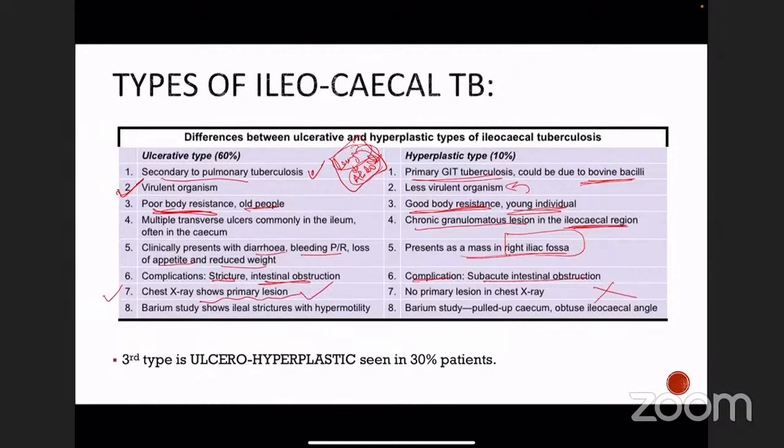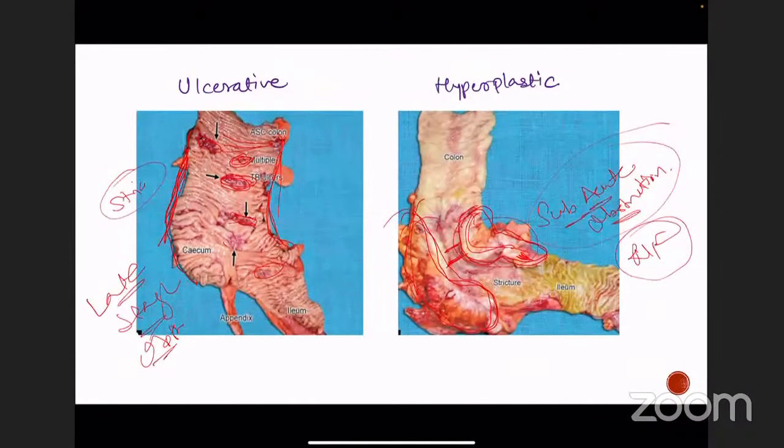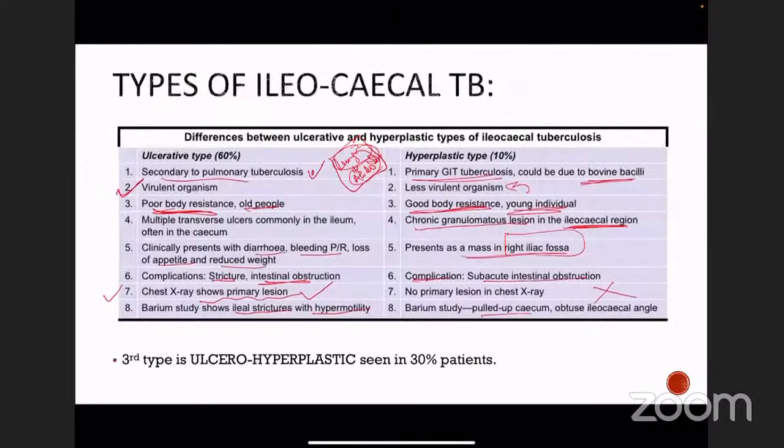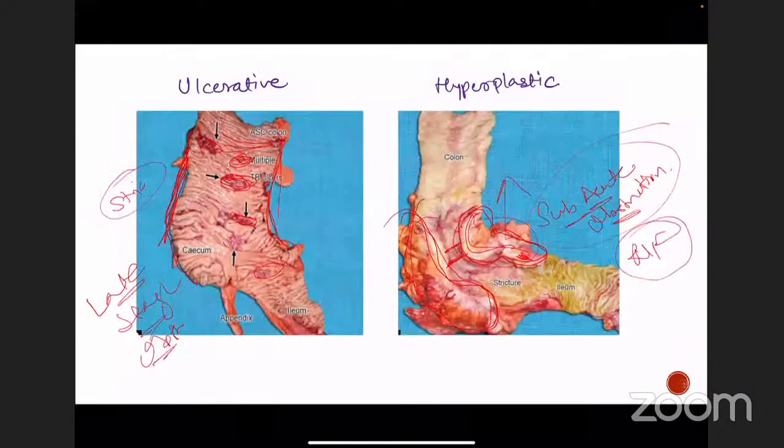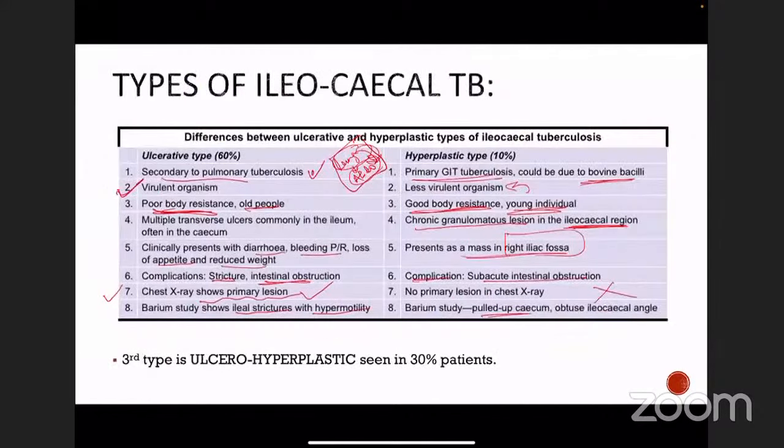Now, barium study. Talking about the barium study, it is the key part of diagnosis of tuberculosis of the abdomen. In barium study, the patient will have ileal stricture and hypermobility. As the patient is having fibrosis and such changes, the cecum will be pulled up. And due to the cecum being pulled up, this angle will get obtuse. More than a 90 degree angle will be there. You can see if this is 90, it should be like this, but it is not, it is more than 90 degrees. So an obtuse angle will be seen.